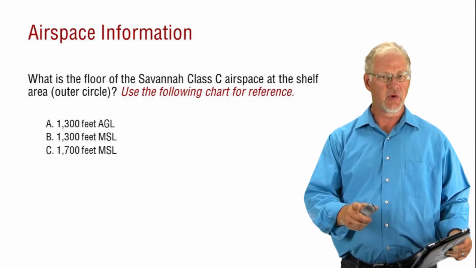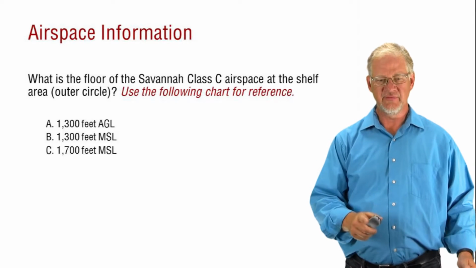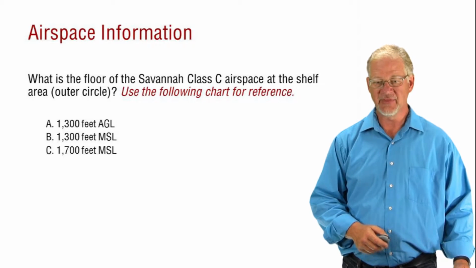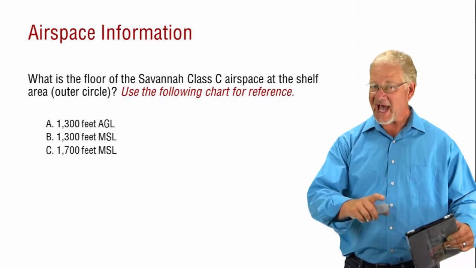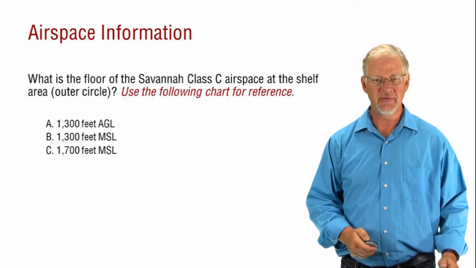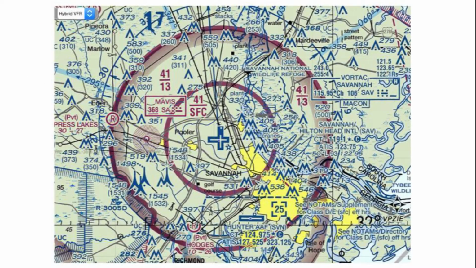So let's run through a quick quiz here. What is the floor of the Savannah Class C airspace at the shelf area? So this is the outer circle that we're talking about. Use the following chart, put it up on the screen. There's the chart for you to look at. Again, the question is, what is the floor of the Savannah Class C airspace at the shelf area, the outer circle?